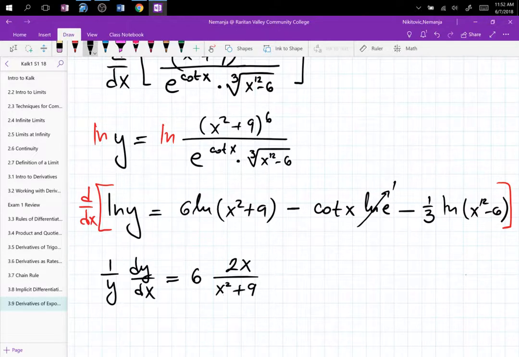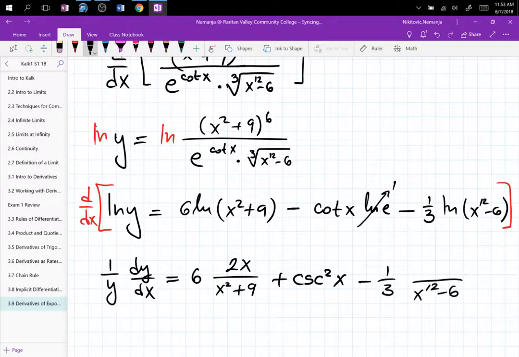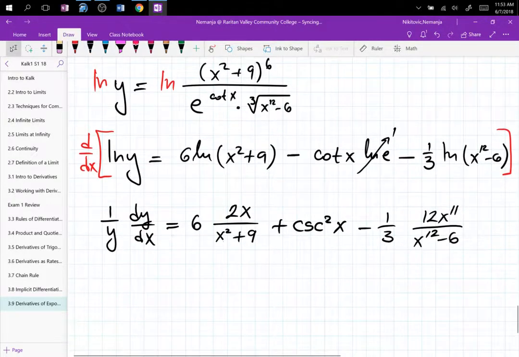The derivative of cotangent is, very good, negative cosecant squared, and then negative and negative make positive. Minus 1/3. Copy the x to the 12 minus 6 in the denominator and put 12x to the 11 in the numerator as the derivative.